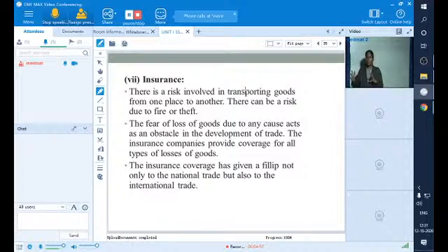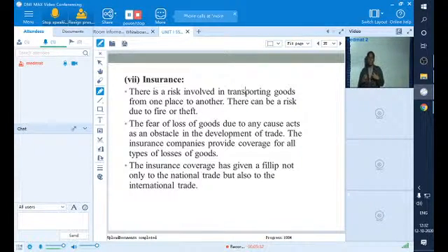And the seventh one is insurance. In the first point, there is a risk involved in transporting goods from one place to another. There can be a risk due to fire or theft. So the fear of loss of goods due to any cause acts as an obstacle in the development of trade. So the insurance companies provide coverage for all types of losses of goods.